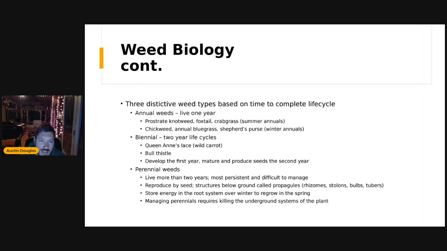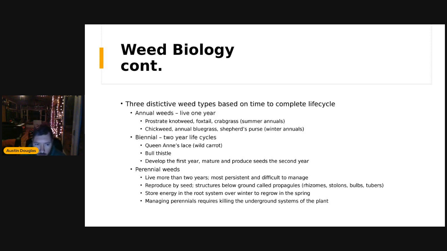There's 3 distinctive weed types based on time to complete a life cycle. So again, this is another objective for you to know. We have annual weeds. Those live 1 year and then they die. Examples would be prostrate knotweed, foxtail, crabgrass. Those are going to be your summer annuals. Chickweed, annual bluegrass, shepherd's purse. Those are your winter annuals.